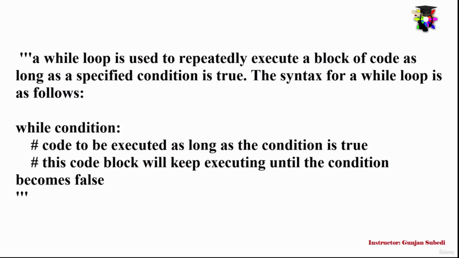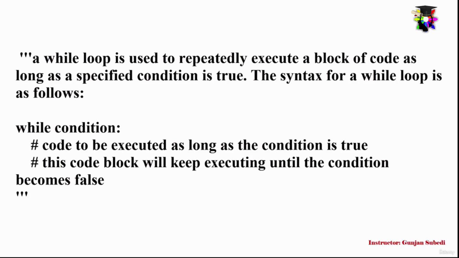A while loop is used to repeatedly execute a block of code as long as a specified condition is true. The syntax for a while loop is given here. We have while condition and code to be executed as long as the condition is true. I'll show you with an example later. This code block will keep executing until the condition becomes false. The condition is a Boolean expression that is evaluated before each iteration of the loop. If the condition is true, the code inside the loop is executed, but if it is false, the loop is exited and the program continues with the next statement after the loop.